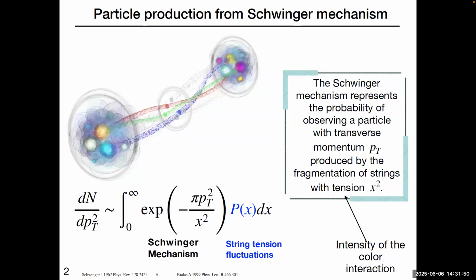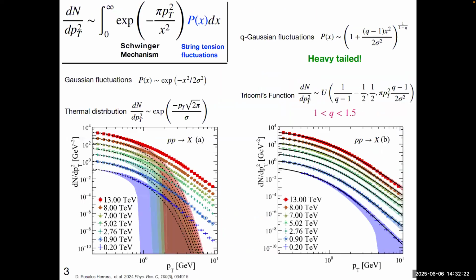with tension x squared. In this context, the tension x squared represents the intensity of the color interaction among the colliding partons. Initially, this string tension was considered a constant, but later it was proposed that the string tension may fluctuate. To take these string tension fluctuations into account, the PT spectrum must be computed as the convolution of the Schwinger mechanism with a distribution describing such fluctuations.